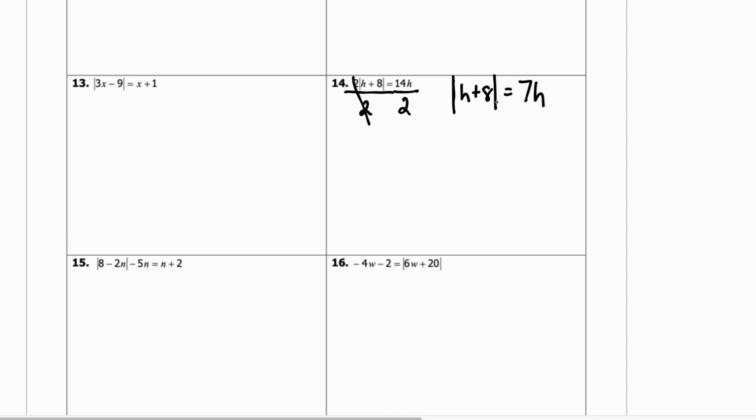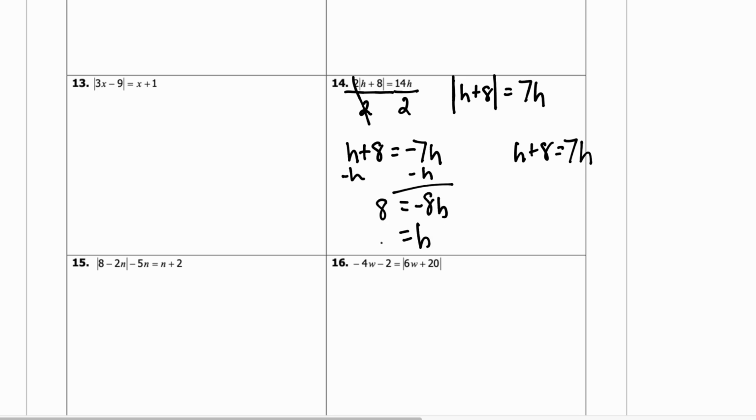Okay, so we're going to make one solution negative and one solution positive to cancel out our absolute value symbols. So I have h plus 8 equals negative 7h. And then I have h plus 8 equals 7 times h. All right, now we're going to put our h's to the same side. So I'm going to subtract h. That's going to give me negative 8h equals 8. Now I have h is negative 1.